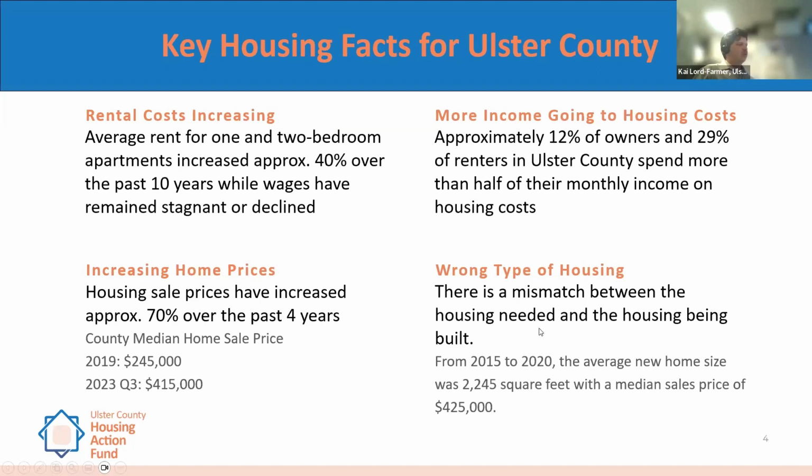And we are building new housing, but it is not affordable housing for most Ulster County residents. There's a mismatch between the housing that is needed and the housing that is being built. From 2015 to 2020, the average new home size was 2,245 square feet with a median sales price of $425,000. So part of the reason why this Housing Action Fund is needed is because there isn't enough of the type of housing being built that Ulster County residents can afford.